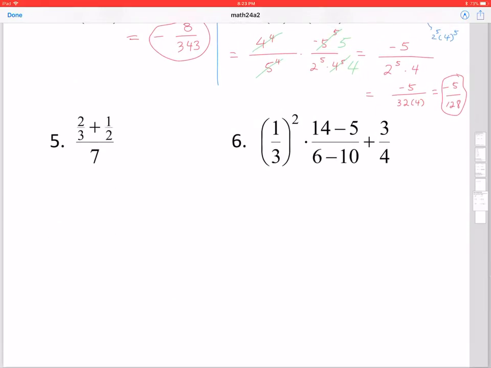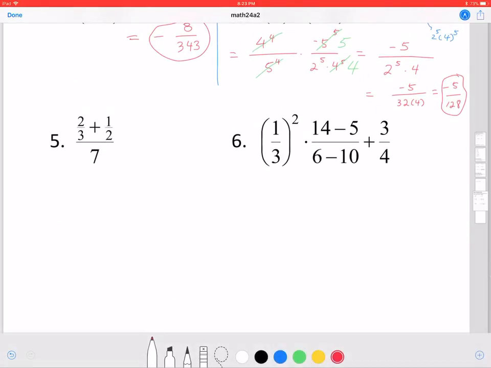Okay, number 5 and number 6. Number 5 looks kind of intimidating. We have a fraction inside a fraction. The 2/3 plus 1/2 is actually the numerator of that big fraction. So we are going to add that first. So 2/3 plus 1/2, we need a common denominator of 6.